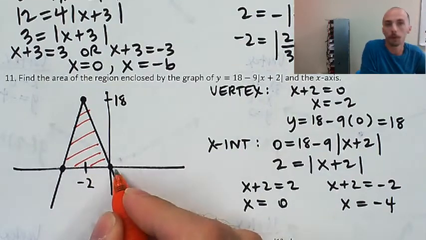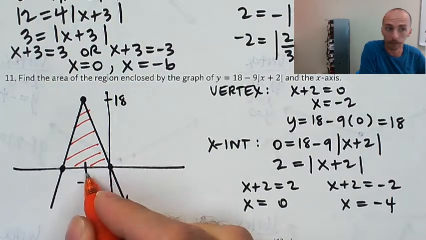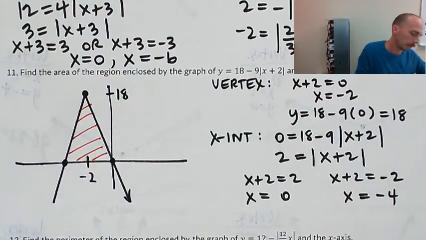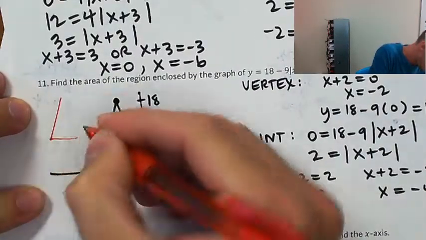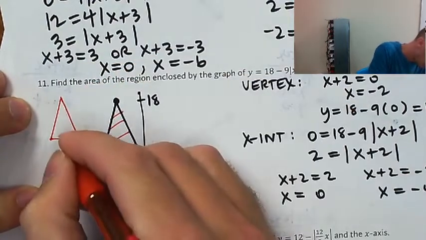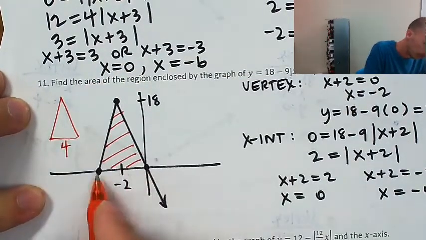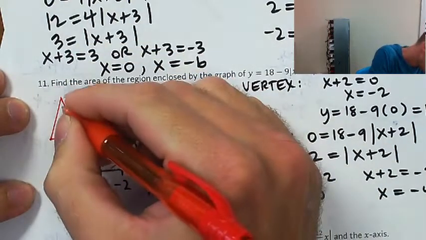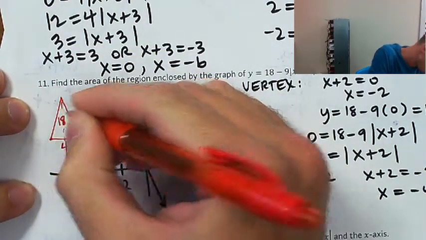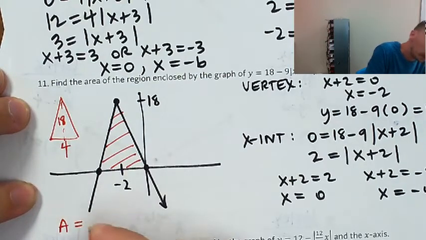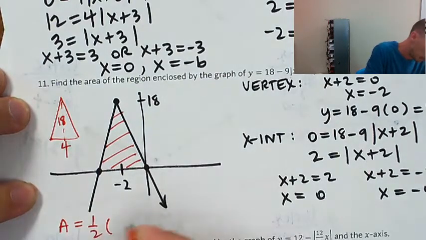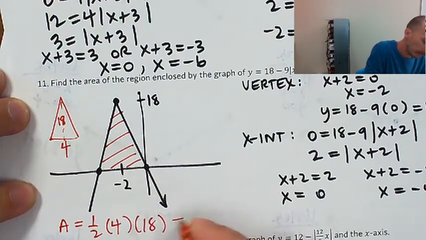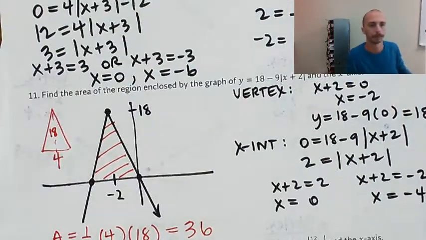Okay, so if I went from -2 over to the right by 2 to get to x equals 0, I need to go to the left by 2 also to get to x equals -4. But what I'm going to just say is that we've got ourselves a triangle here that's got a width of 4, right? 2 that way, 2 that way. And a height of 18, because it goes from the x-axis up to y equals 18. So we know that area is equal to 1/2 times the base times the height. And 2 times 18, that's 36.